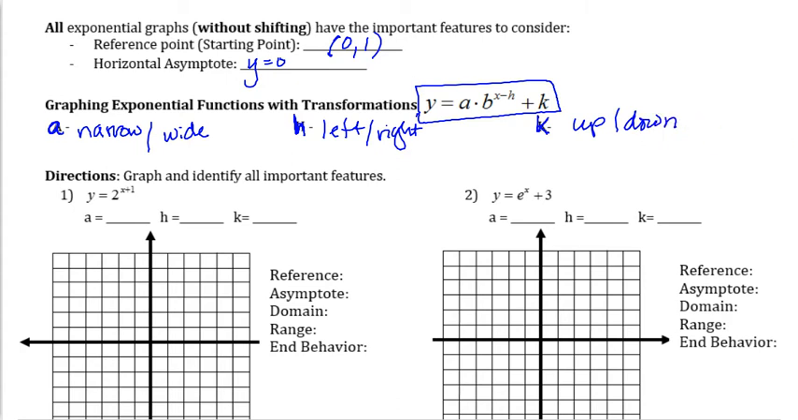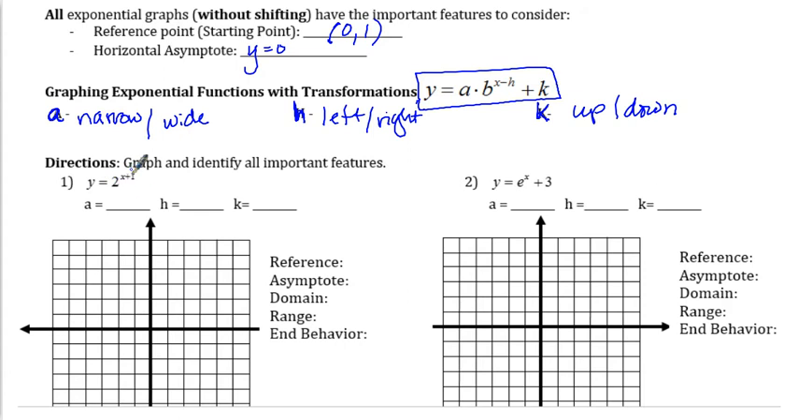So let's look at who we have here. y equals 2 to the x plus 1. The x plus 1 indicates we've got an h of negative 1. Since there's nothing out front, we assume there's an invisible 1 there. And since there's nothing out here, we assume k is 0. So that means we have no up-down, we have no narrowing or widening, we just have a left 1 shift. So if our starting point of 0, 1 was here, and our shift is a left 1, our new reference point is negative 1, 1.